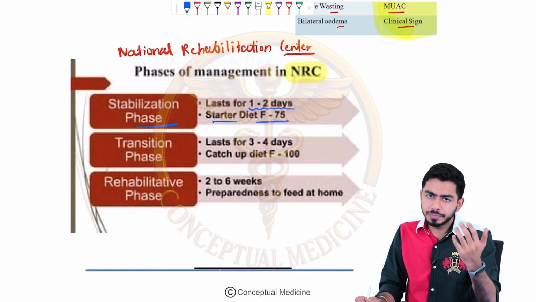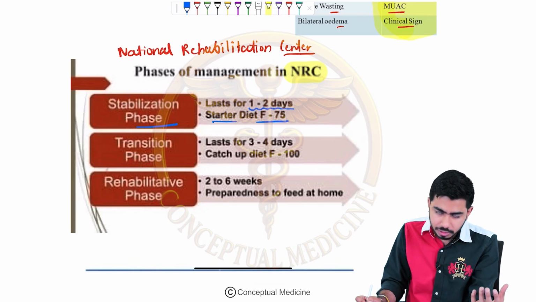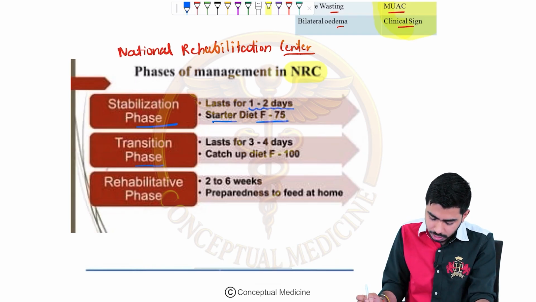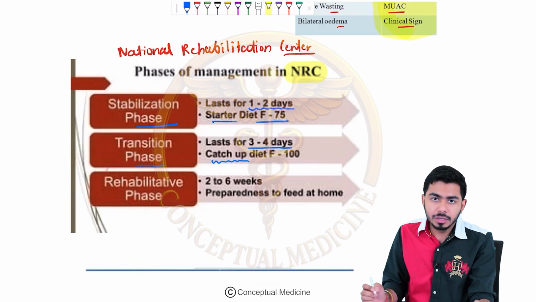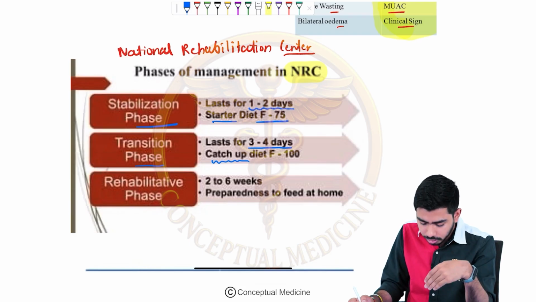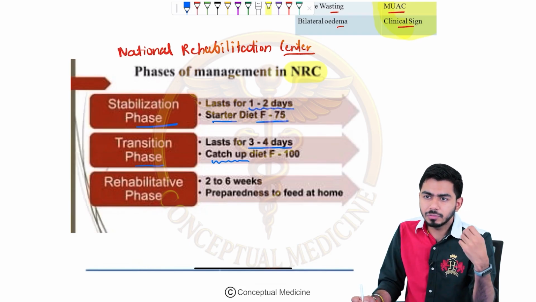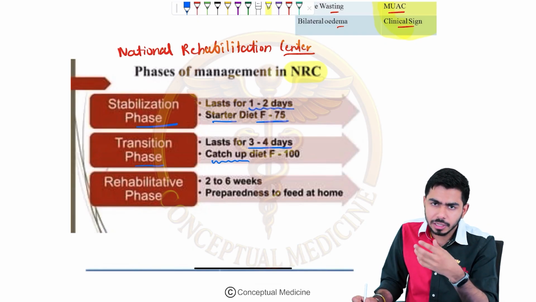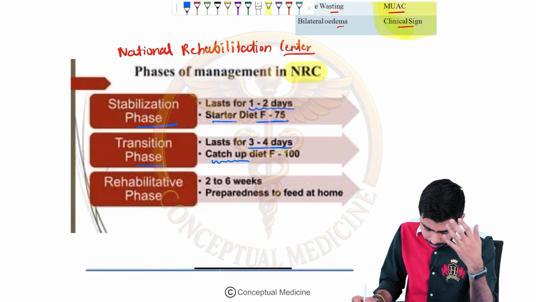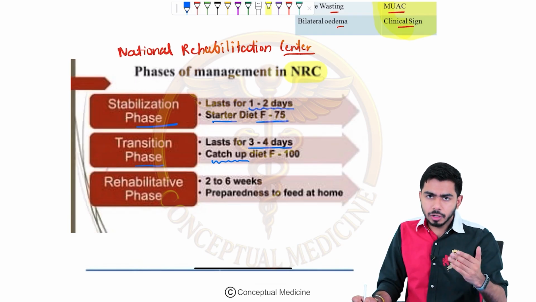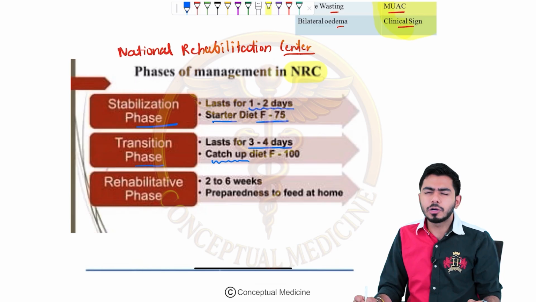Now after some days, if the child is responding very well to the stabilization phase, then we shall switch to the next phase, the transition phase. This phase lasts for around 3 to 4 days, and here we give the catch-up diet. Please remember, in the stabilization phase we give the starter diet, the F75 diet, around 75 kilocalories of energy. Then in the transition phase we give the catch-up diet, 100 kilocalories, and that lasts for around 3 to 4 days.